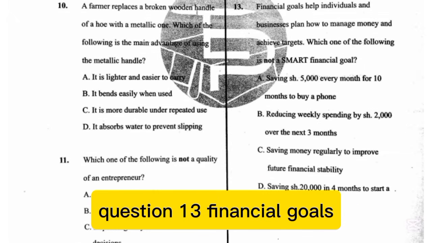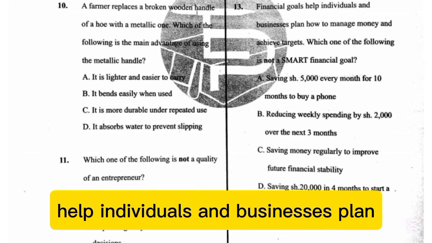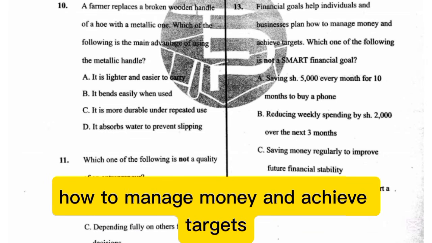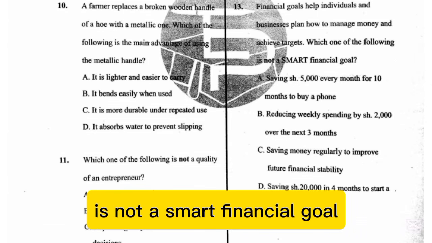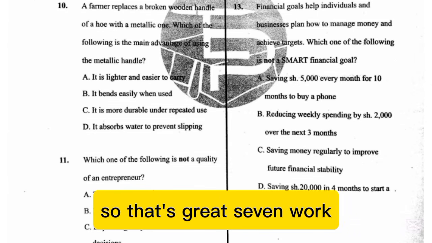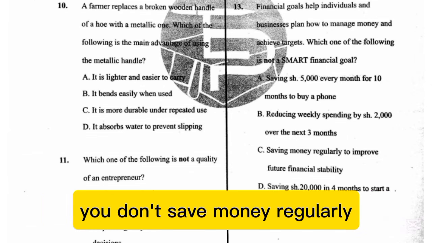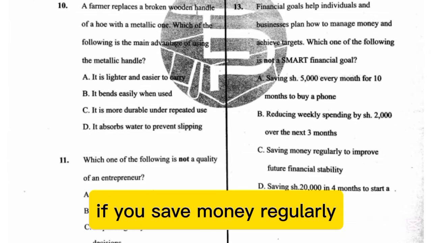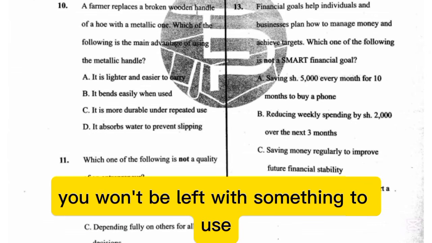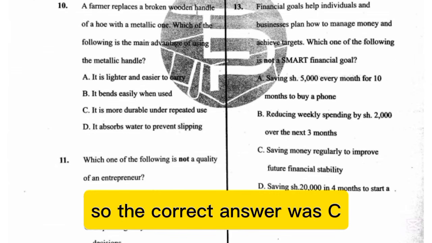Question 13. Financial goals help individuals and businesses plan how to manage money and achieve targets. Which one of the following is not a smart financial goal? So that's grade 7 work. So the correct answer is saving money regularly. You don't save money regularly. If you save money regularly, you won't be left with something to use. So the correct answer was C.